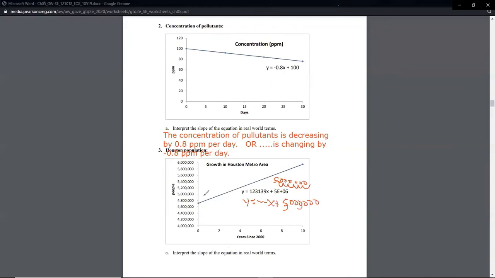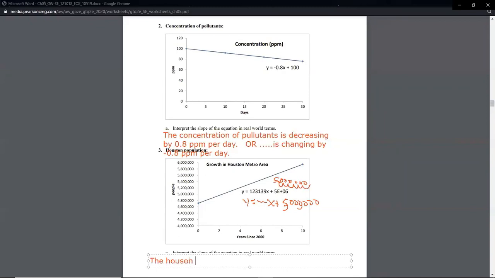Now, we don't even need that number for this problem. All we're doing is interpreting the slope. This is the intercept, or the fixed amount. So it has nothing to do with the question, thankfully. But we will talk about it later. So the slope. We're talking about the growth of population. We're talking about the growth of the people, specifically for Houston.